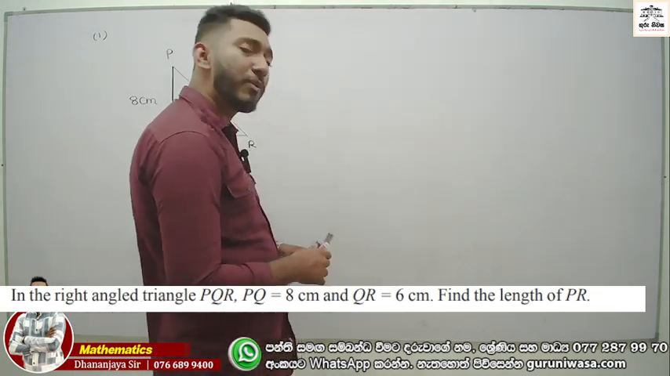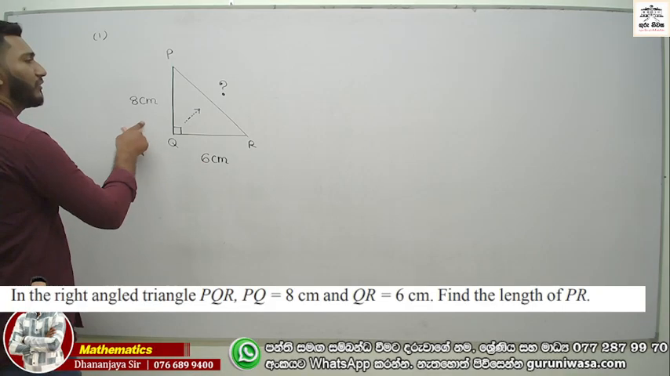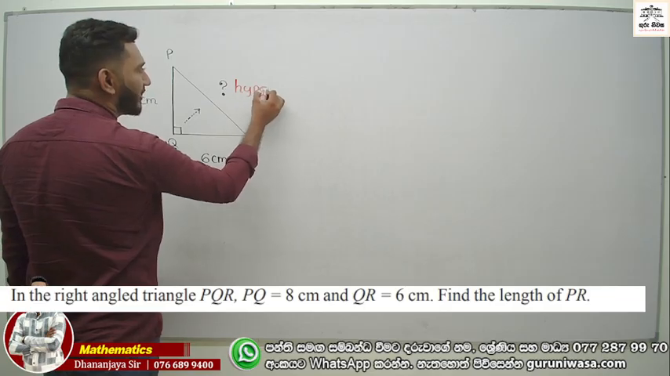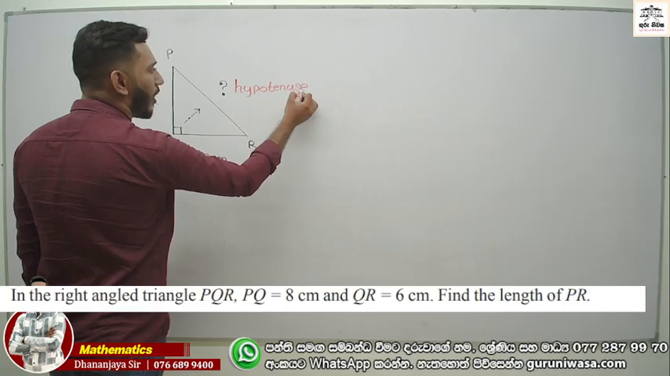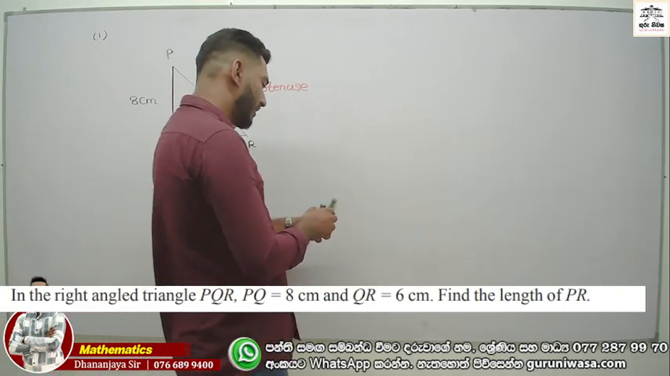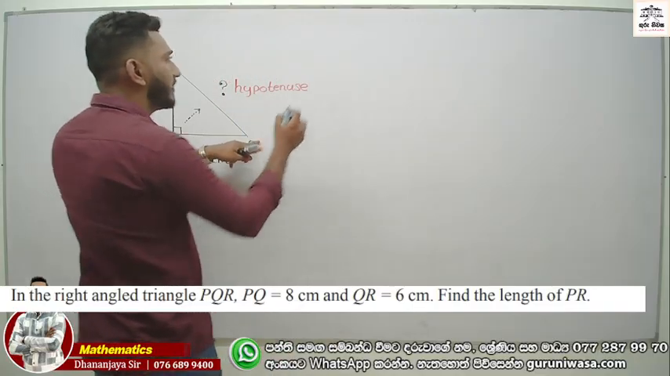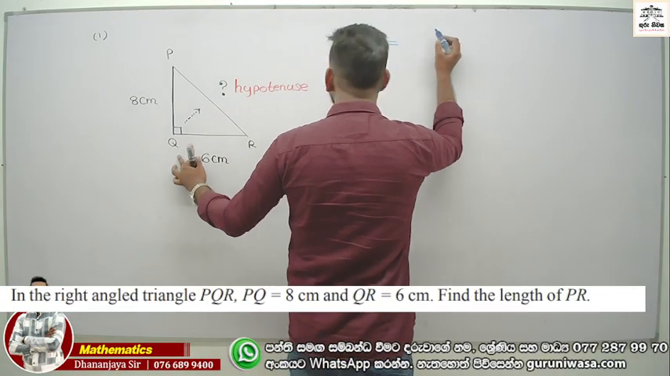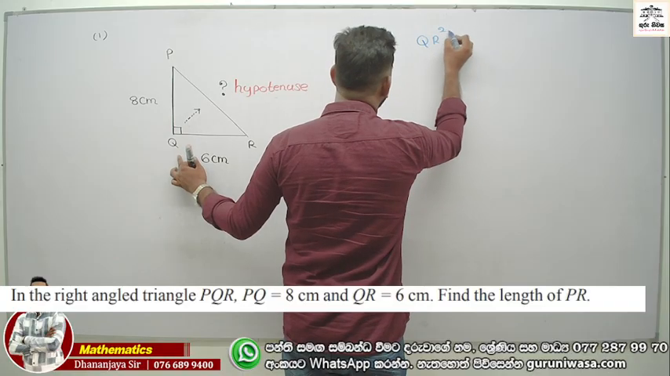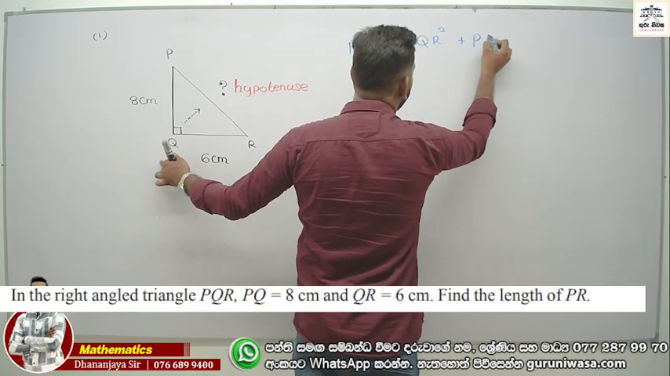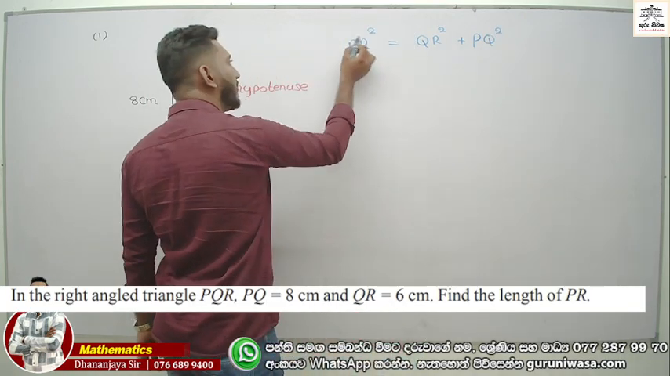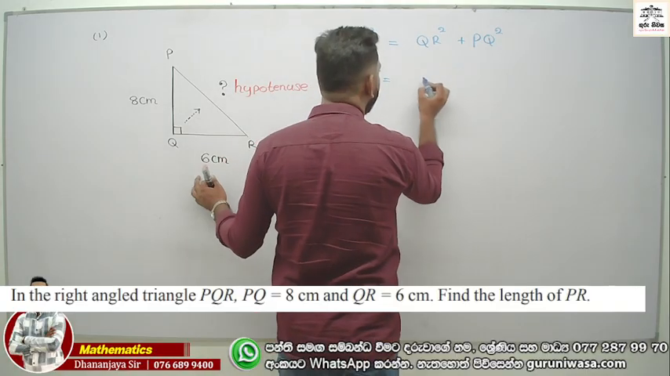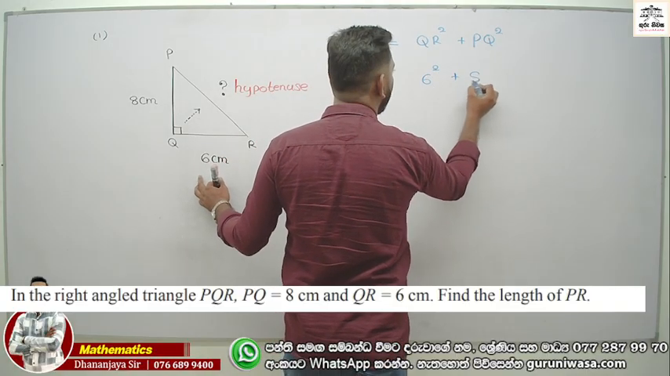Now tell me, which one is the hypotenuse? This one or this one or this one? PR. Yeah, this one we call the hypotenuse. Now I'm going to use the theorem. This is PR. Therefore, PR to the power of 2 is equal to QR to the power of 2 plus PQ to the power of 2. Now listen, this one we don't know. Therefore, PR square is equal to 6 to the power of 2 plus 8 to the power of 2.